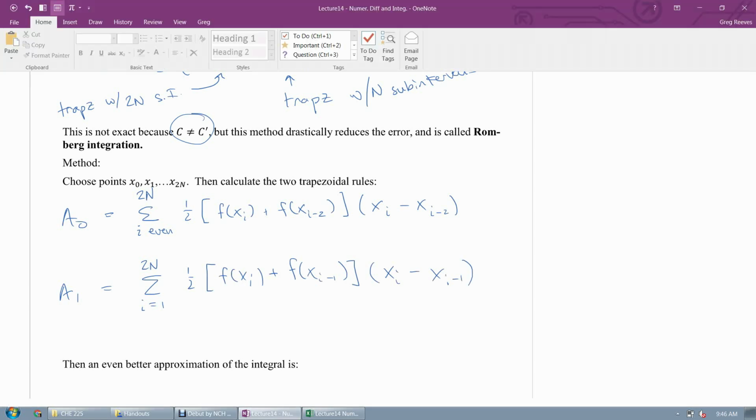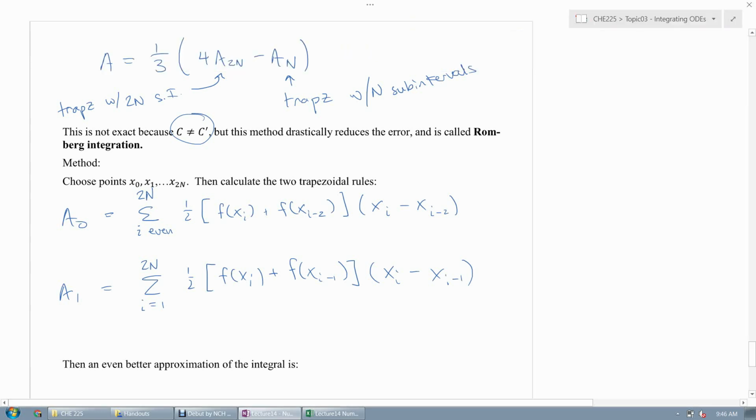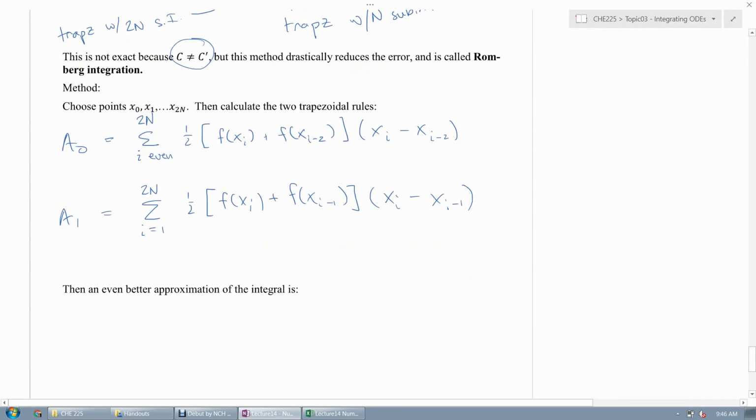So it's just the normal trapezoidal rule, except we're specifying here that we have 2n plus 1 points, or 2n subintervals. And then if we do that calculation, an even better approximation of the integral, better than either a0 or a1, is equal to 1/3 times the quantity 4 a1 minus a0. Again, that's what's known as Romberg integration, and it is a much more accurate form of integration.